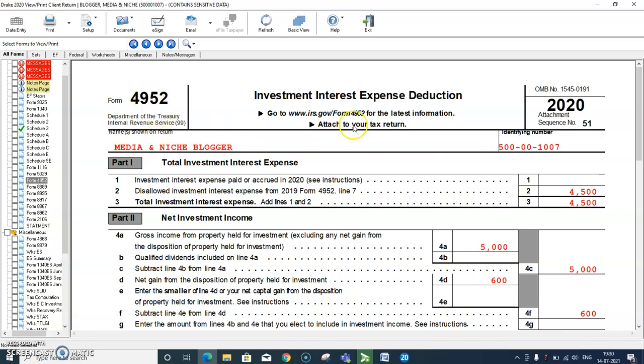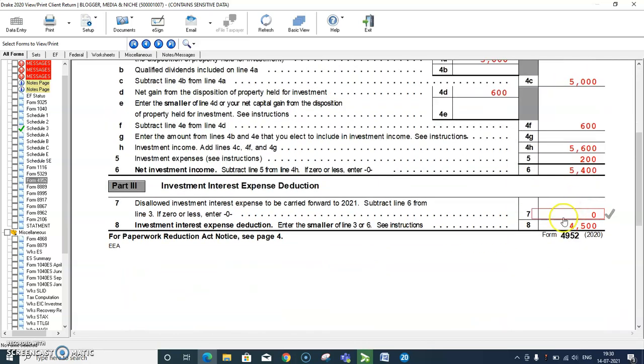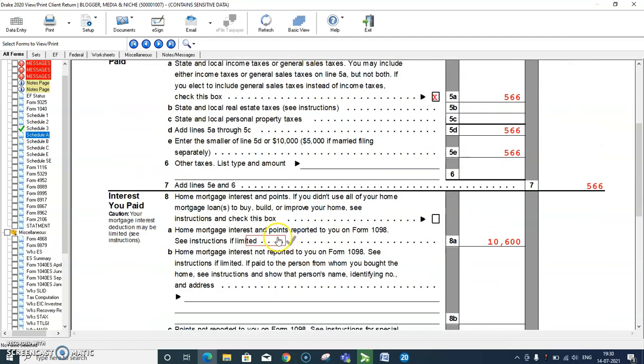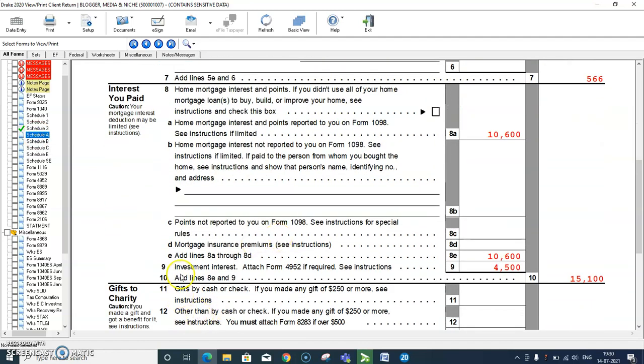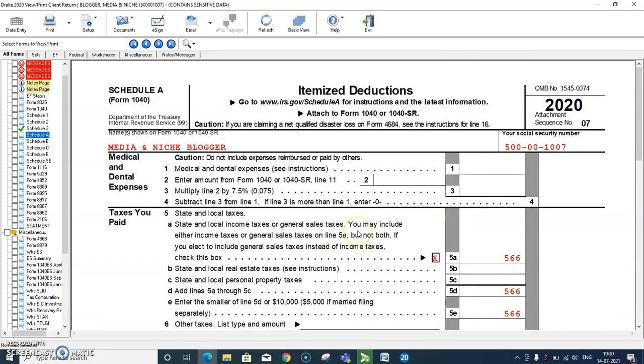Guys, this is Form 4952 in our tax return. So you can see disallowed investment interest expenses from 2019 was $4,500. Investment interest expense reduction is ultimately $4,500. So this should flow to Schedule A. Here you can see Schedule A line number 9, investment interest, attached Form 4952, $4,500.